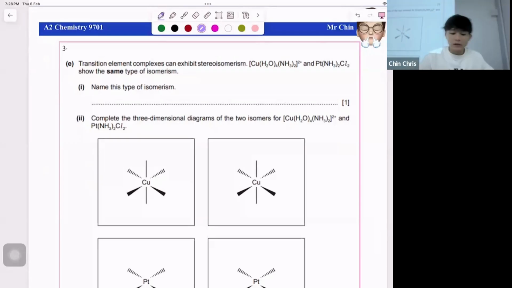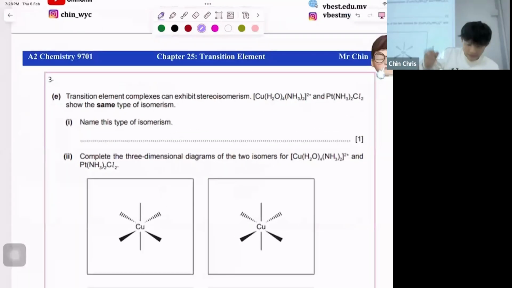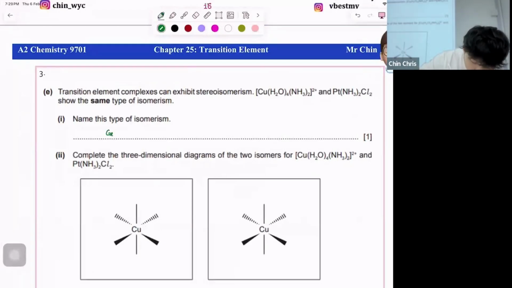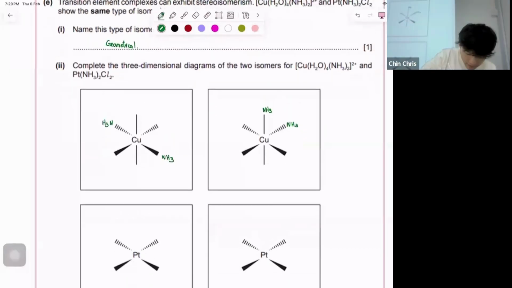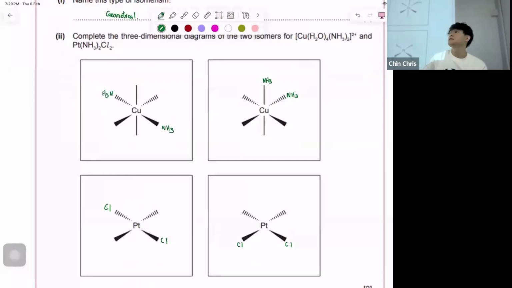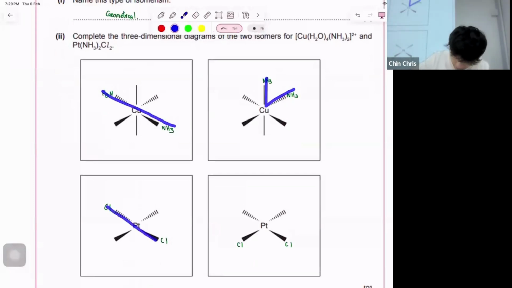Alright guys, next. What type of stereoisomerism does it show? Cis-trans. Cis-trans or geometrical are the same thing. The first one is easy, right? I just have to put my NH3 90 degrees apart, or NH3 at 180 and this one 90 degrees apart. The remaining you just draw yourself. Next one, this is also easy, right? Cl 180 degrees apart, Cl 90 degrees apart. Done. Easy 2 marks. And see, 180, 90, 180, 90.